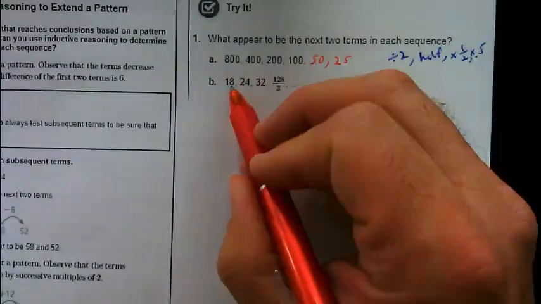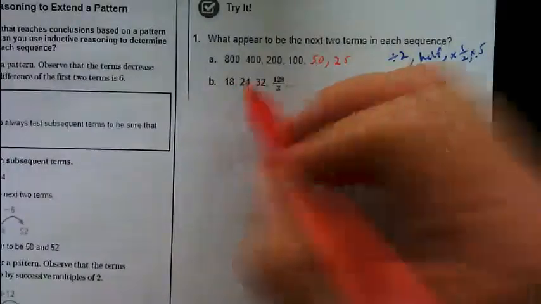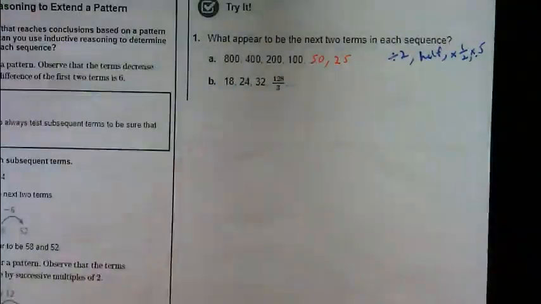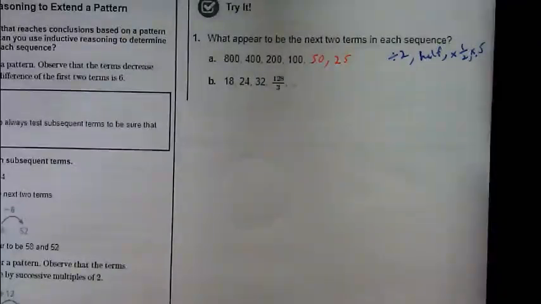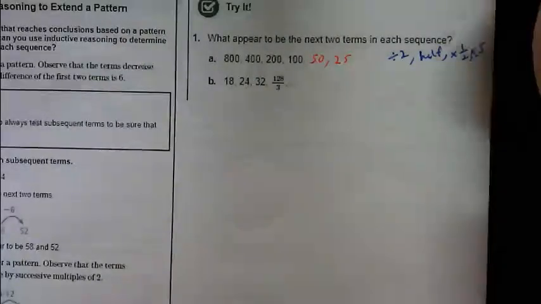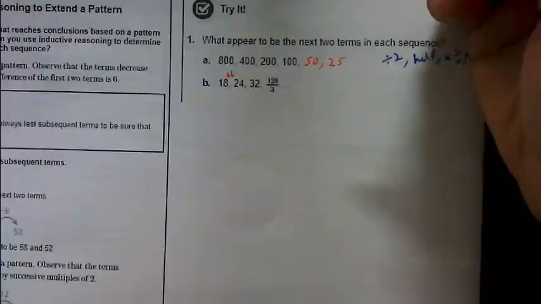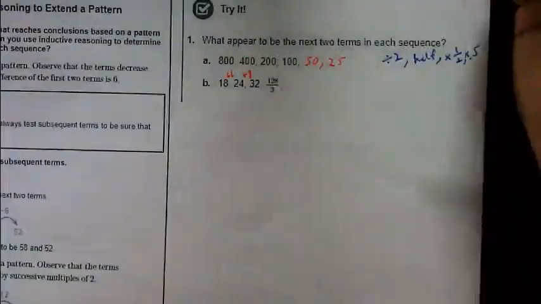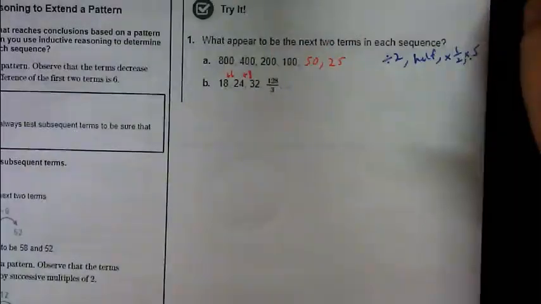So let's see. We had 18 and 24. It added half of 18, you're saying? So half of 18 is 9. 9 plus, not half. You're on the right track, though. So here we added 6. All right. What did we do here? We added 8. What about here? Then it got confusing, huh?